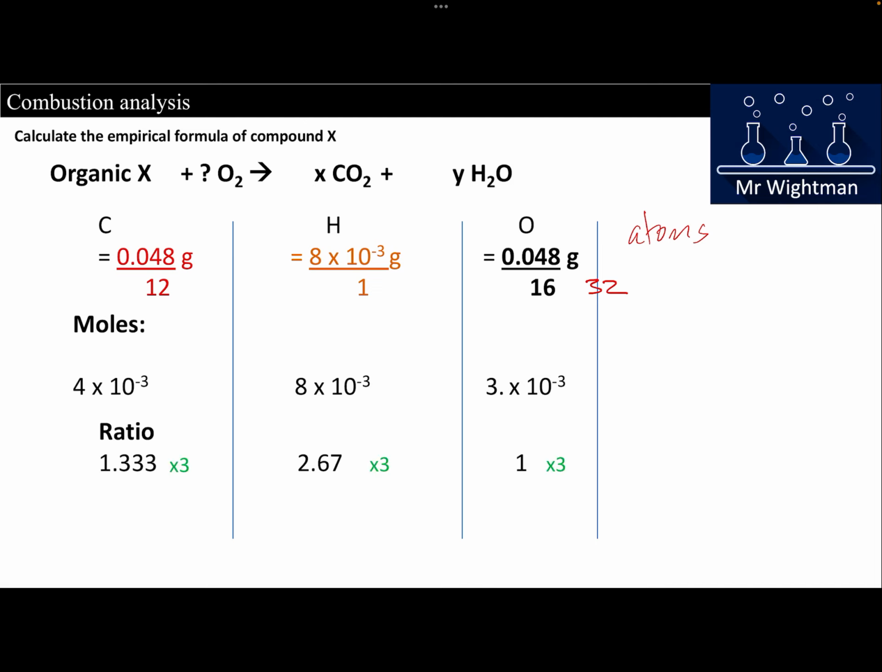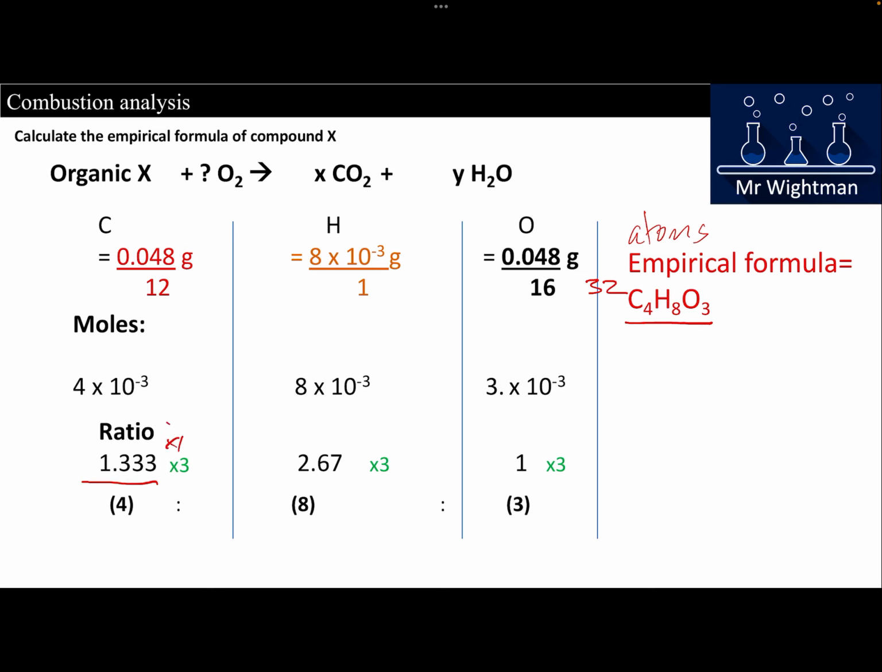So if we multiply each of them by 3, it's too significant to just round down to 1 or round up to 3, so we need to apply this ratio to get a new whole number, which is going to be 4, 8 and 3. So that means we've got 4 carbons, 8 hydrogens, and then we have 3 oxygens. So our empirical formula is C4H8O3.